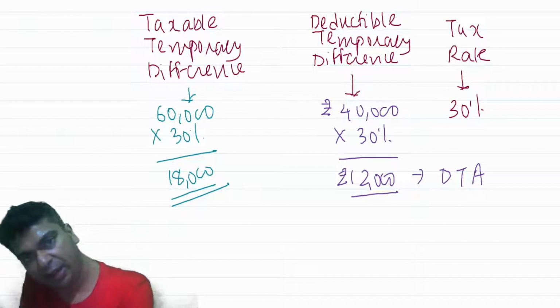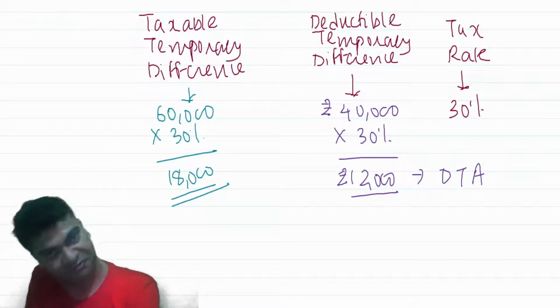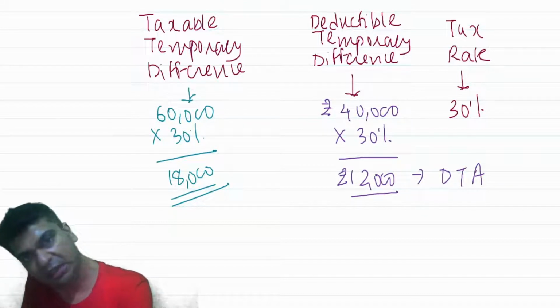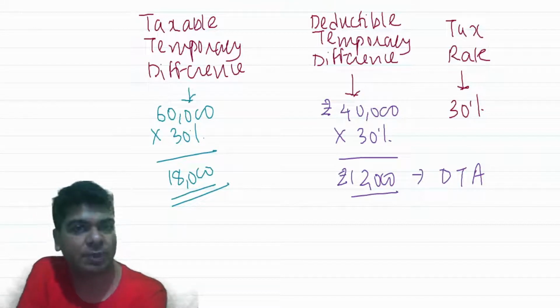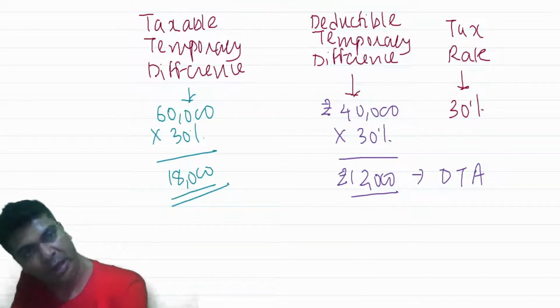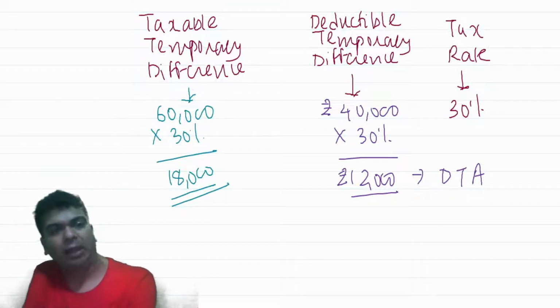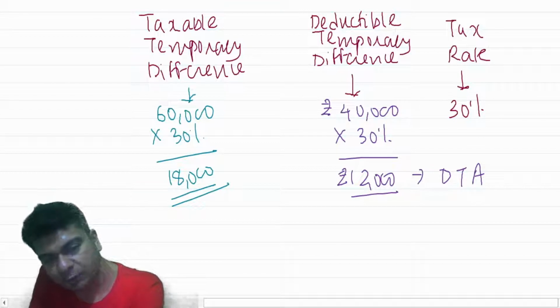Comfortable? So recognize deferred tax asset to the extent of availability of sufficient taxable temporary difference. That is what we are suggesting over here. In our example, we have sufficient taxable temporary difference. We will go ahead and recognize a deferred tax asset. Right? But let us take an alternate view now.